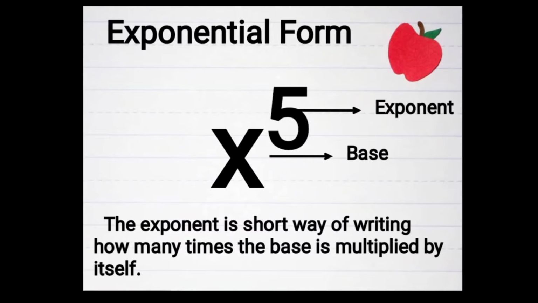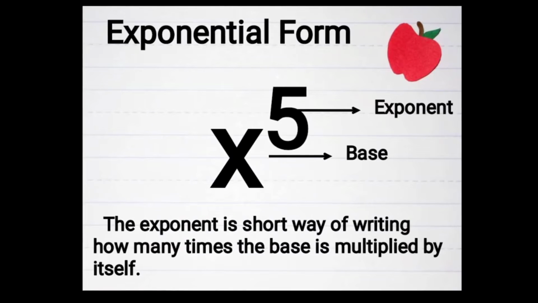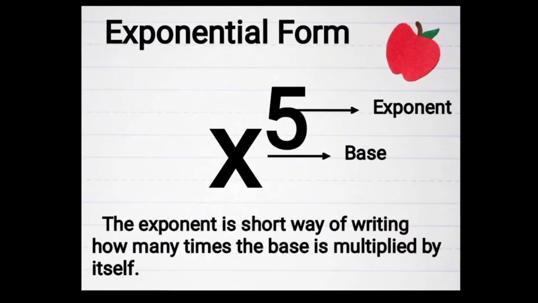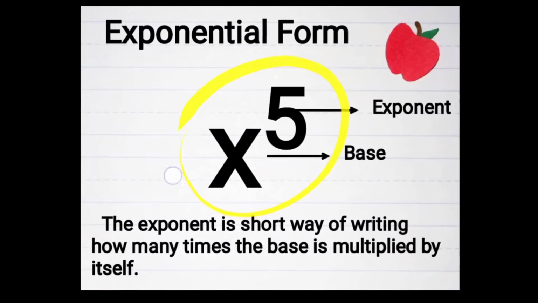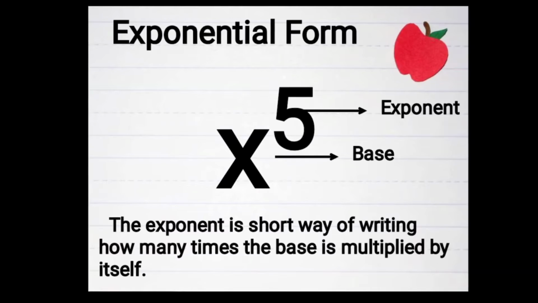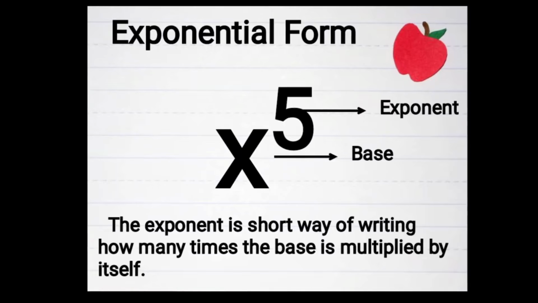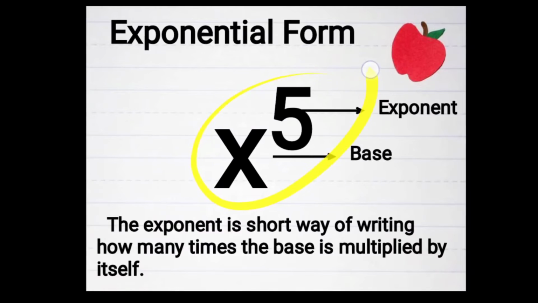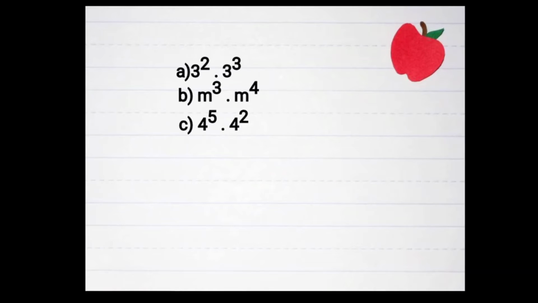So the exponent is a short way of writing how many times the base is multiplied by itself. So this x raised to the fifth power means you multiply x 5 times by itself. And that is x times x times x times x times x. Okay? Or simply just write x raised to the fifth power. Okay? Now let's proceed to the laws of exponent.